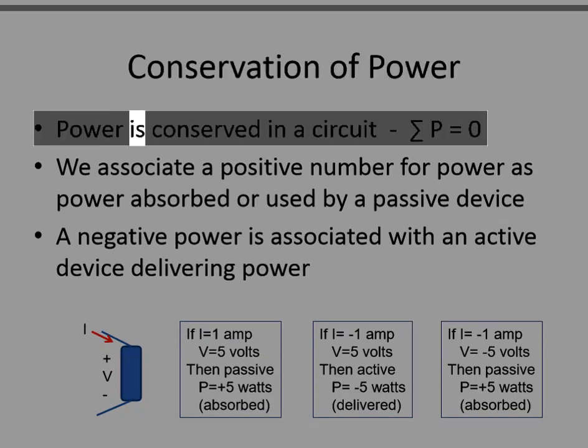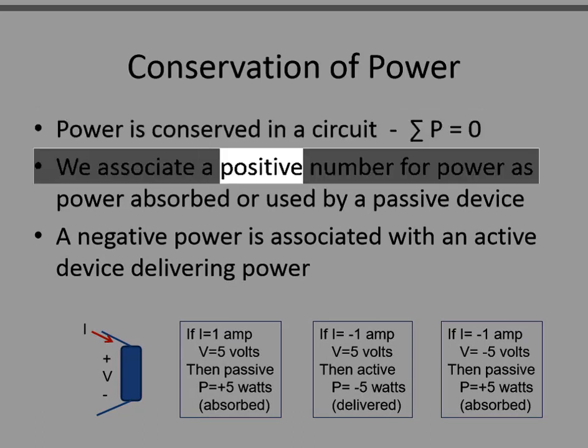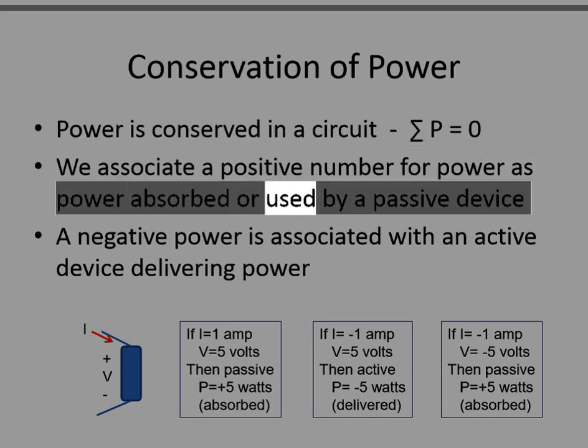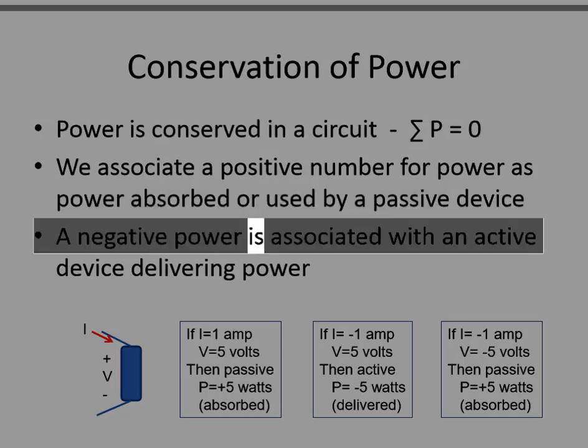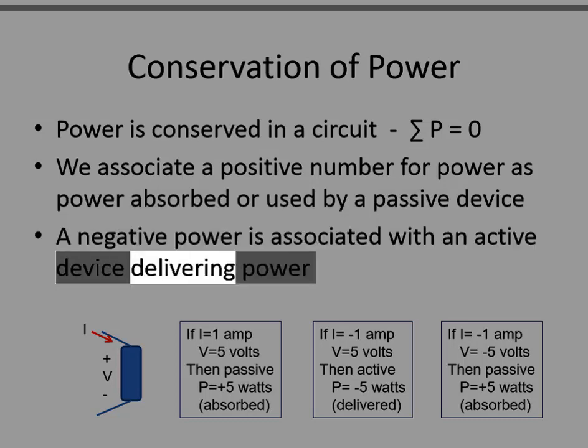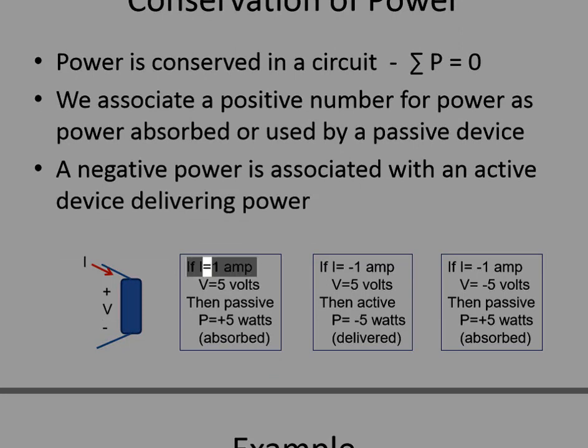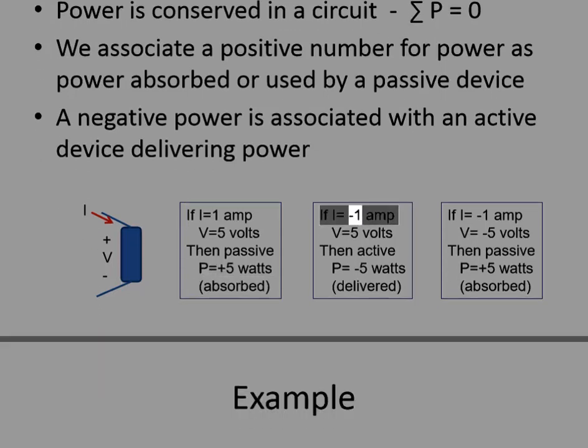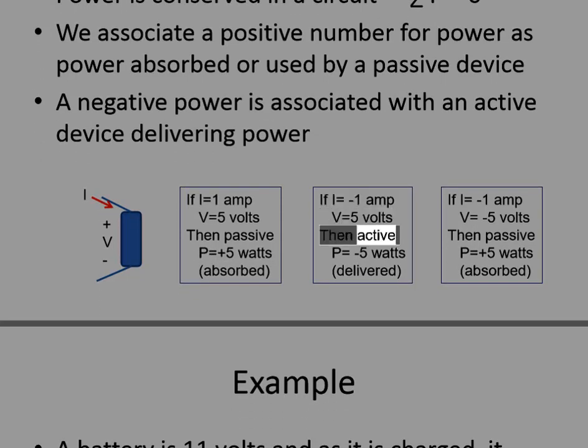Conservation of power. Power is conserved in a circuit. Sigma P equals 0. We associate a positive number for power as power absorbed or used by a passive device. A negative power is associated with an active device delivering power. If I equals 1 amp, V equals 5 volts, then passive P equals plus 5 watts, absorbed. If I equals minus 1 amp, V equals 5 volts, then active P equals minus 5 watts, delivered. If I equals minus 1 amp, V equals minus 5 volts, then passive P equals plus 5 watts, absorbed.